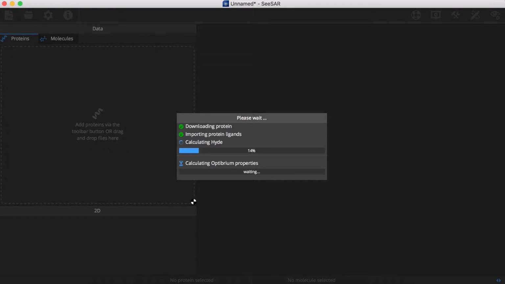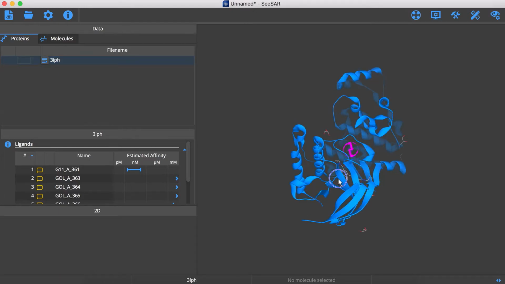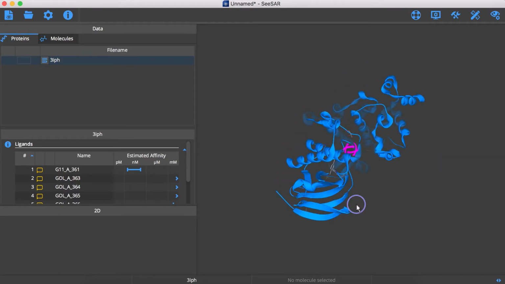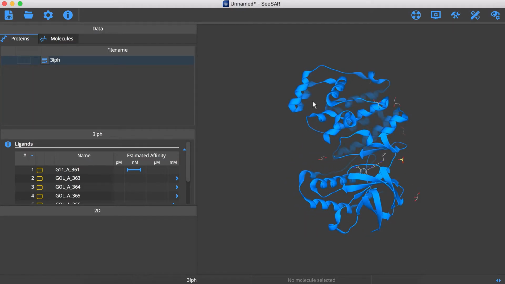And when I type that, SeeSAR pulls that PDB structure directly from the PDB website and calculates the estimated affinity for each of the ligands co-crystallized with the protein. We can see the ligand co-crystallized here inside the protein 3D structure. Each of the proteins, you can load multiple proteins, is shown in the protein section of this table, and the co-crystallized ligands are right underneath.